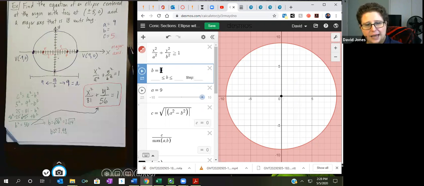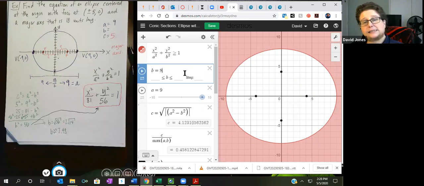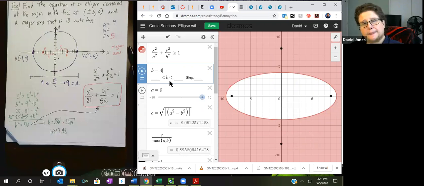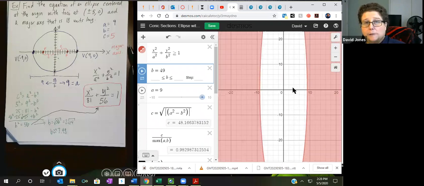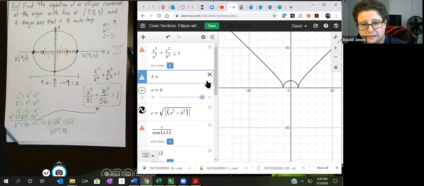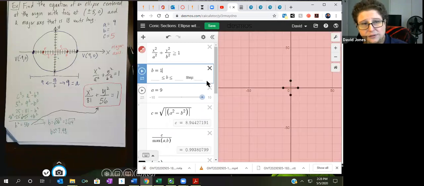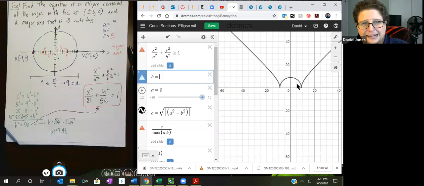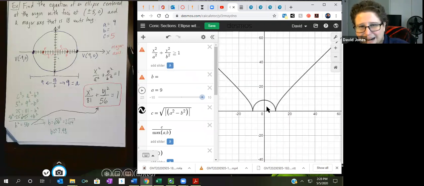As soon as A is a little bit different than B, we start having an ellipse. The further apart they are, the flatter or narrower it looks. Looks pretty narrow. That was neat. That's neat looking.